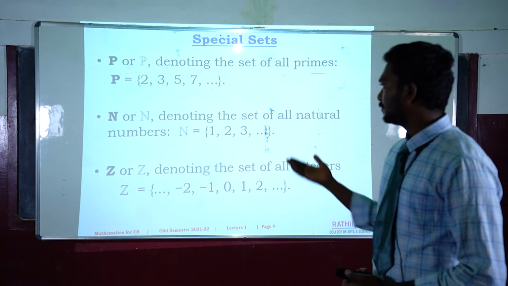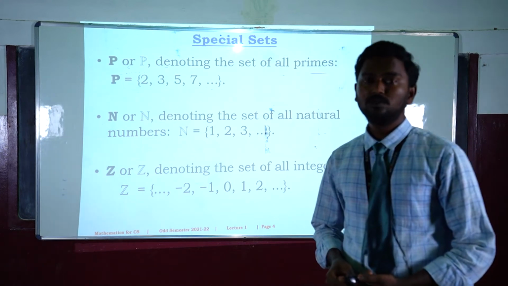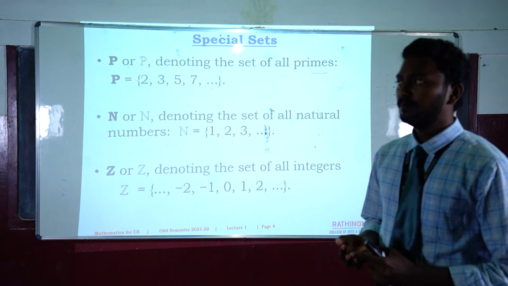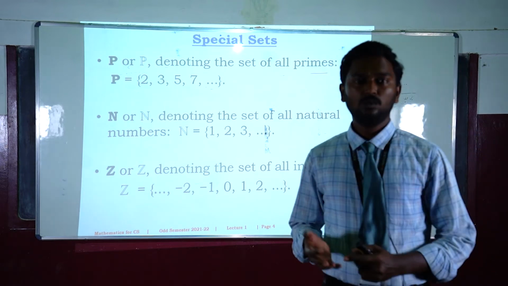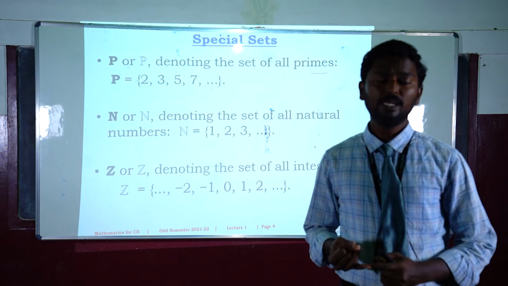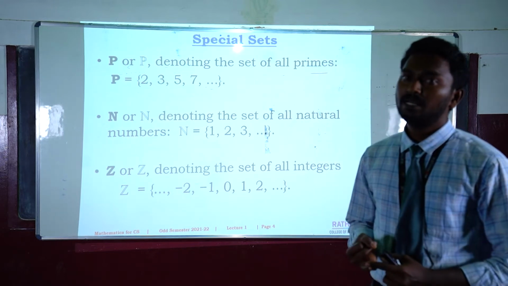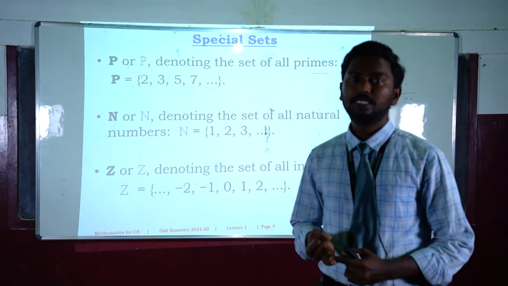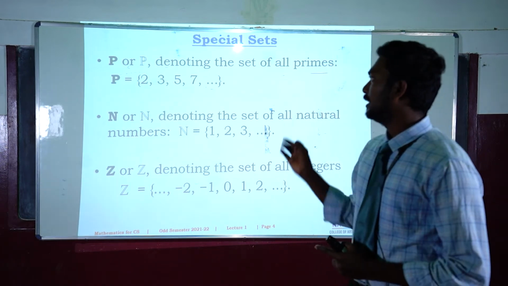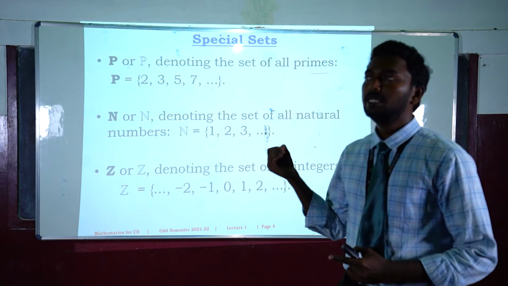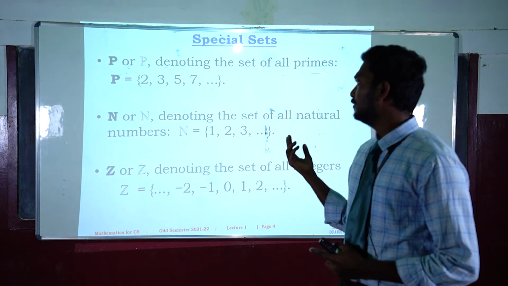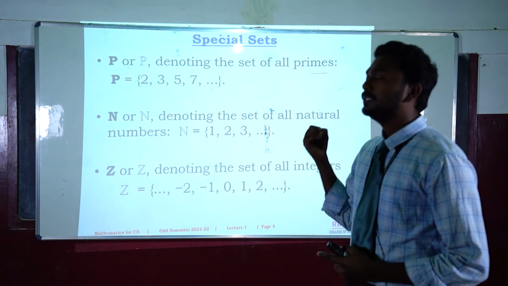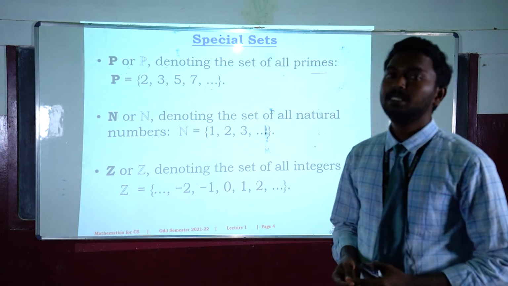Choose the number 2: it is divisible by 1 and 2, so it is a prime number. Take 3: it is divisible by 1 and 3, and no other numbers divide 3, so 3 is a prime number. Similarly, you can collect the prime numbers 2, 3, 5, 7, etc. These are all prime numbers, and these prime numbers form a set.